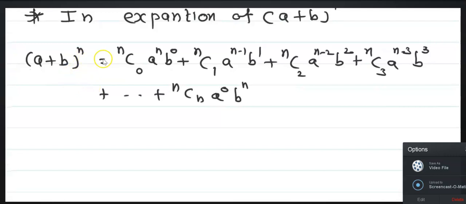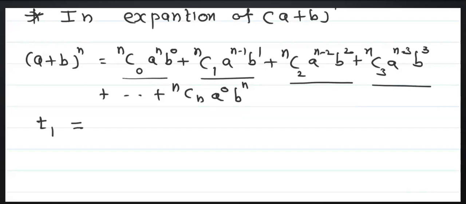(a + b) raised to n is equal to nC0 a raised to n b raised to 0 plus nC1 a raised to n minus 1 b raised to 1 plus nC2 a raised to n minus 2 b square plus nC3 a raised to n minus 3 b cube, and so on up to the last term, which is nCn a raised to 0 b raised to n. This is the expansion of (a + b) raised to n.